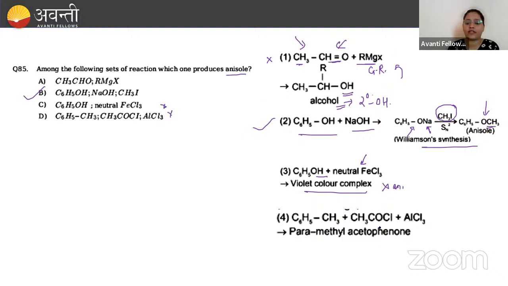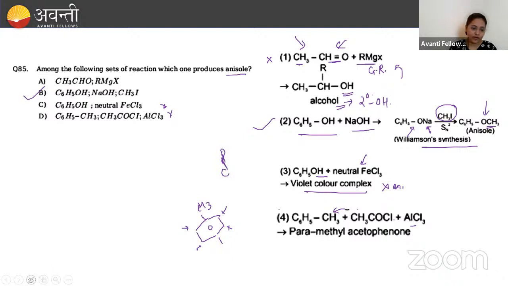This is the Friedel-Crafts acylation reaction. COCl and AlCl3, this is what? Friedel-Crafts acylation reaction. Benzene ring है. Benzene के पास already CH3 है. Okay, there is a CH3 already present. So this CH3COCl is going to attack one of the positions present here. So it is going to attack COCH3.